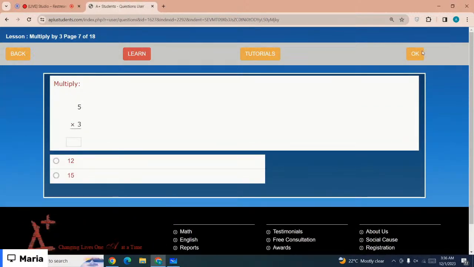The next one is multiply 3 times 5 equals. Yes, the correct option is 15.